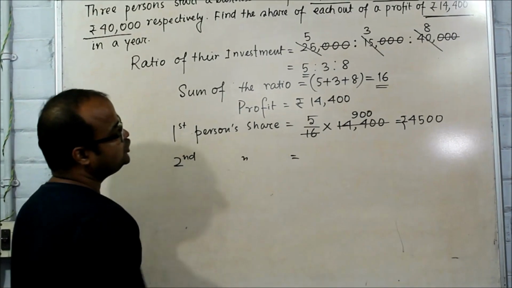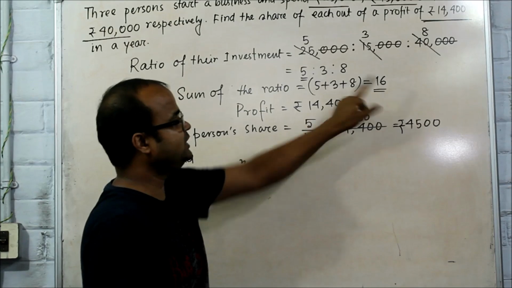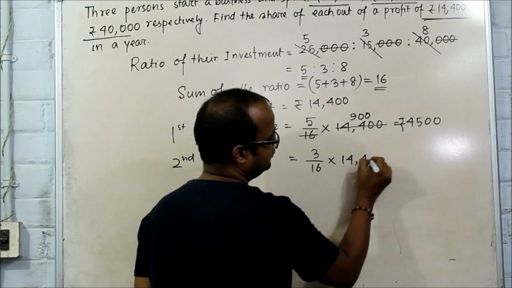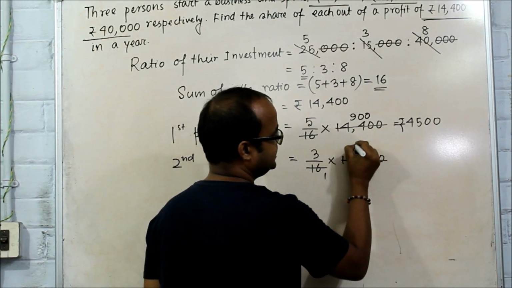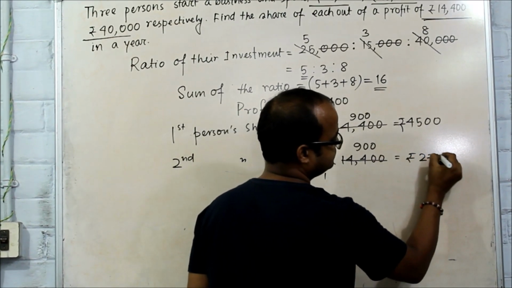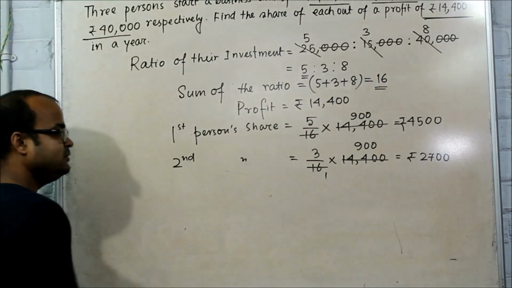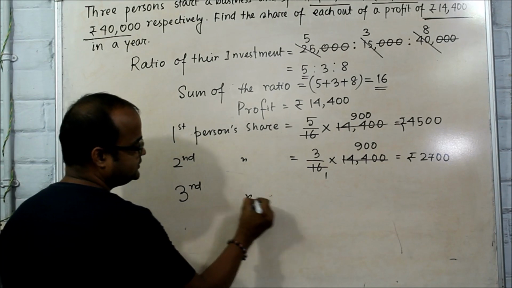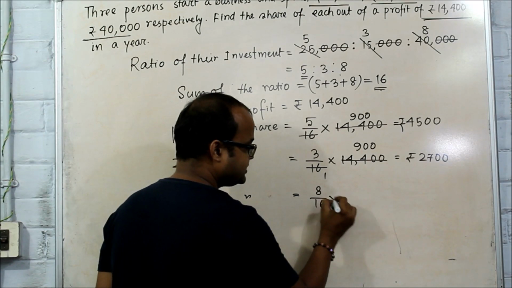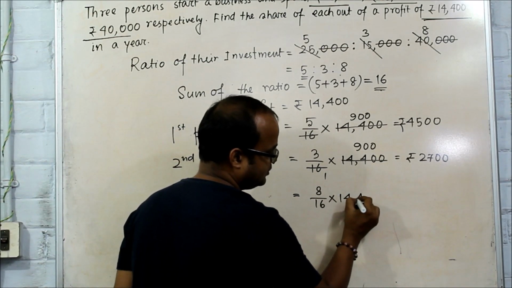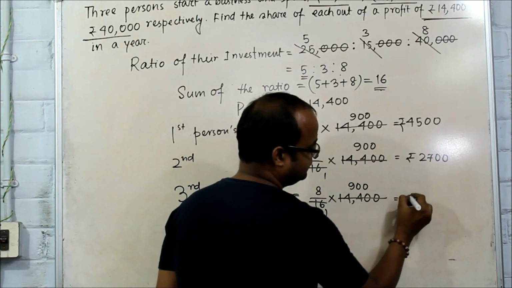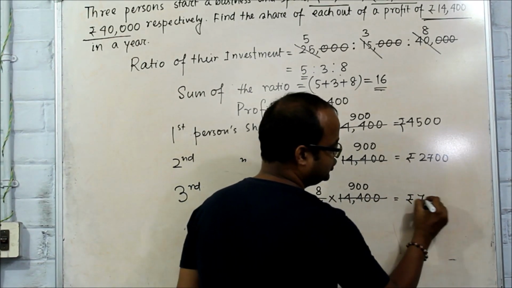Second person's share will be equal to, ratio is 3, total is 16. So 3 by 16 multiplied by 14,400. 16 into 900, this will remain the same. So you get rupees 3 into 900, which is 2700. Clear? And the third person's share will be 8 by 16 multiplied by 14,400. 16 into 900, so it will be rupees 8 into 900, which is 7200.